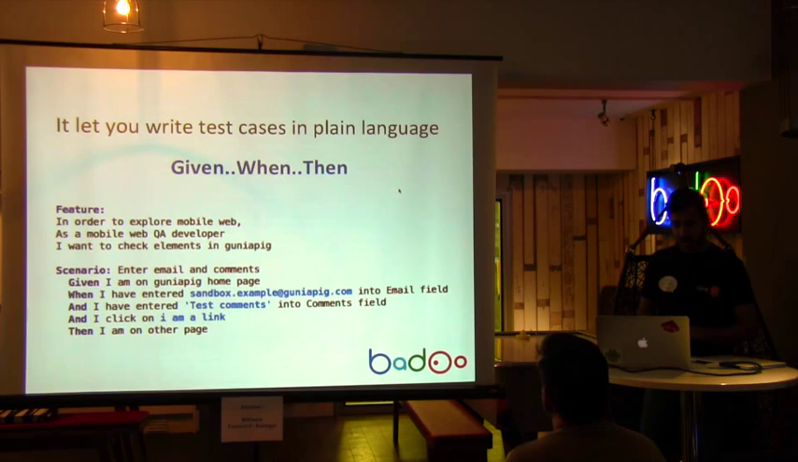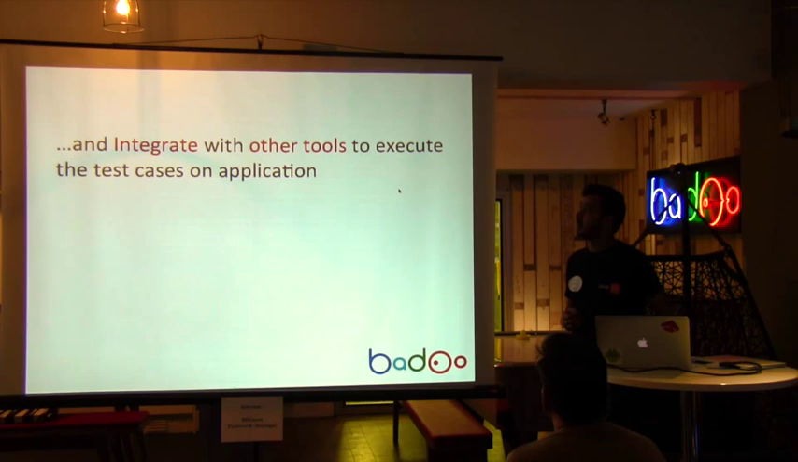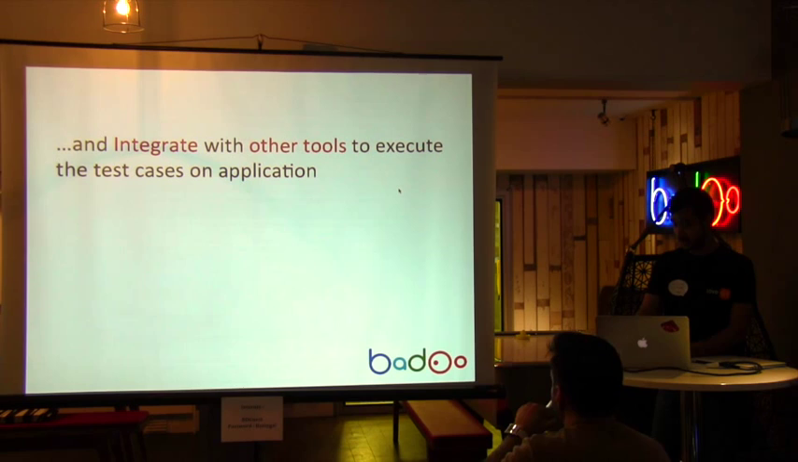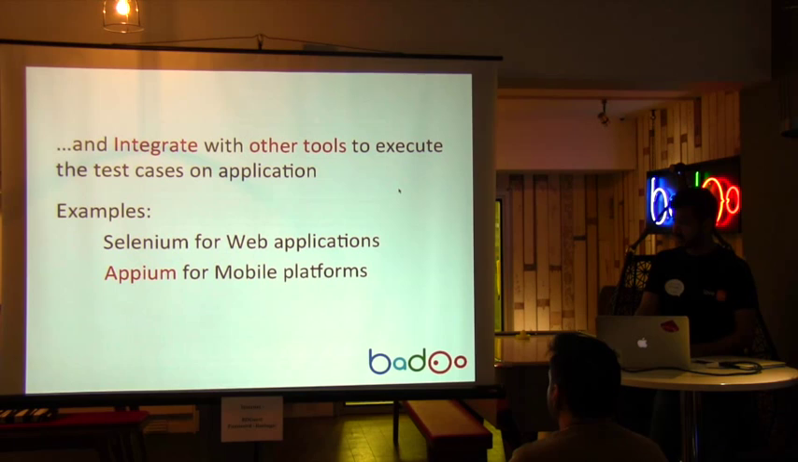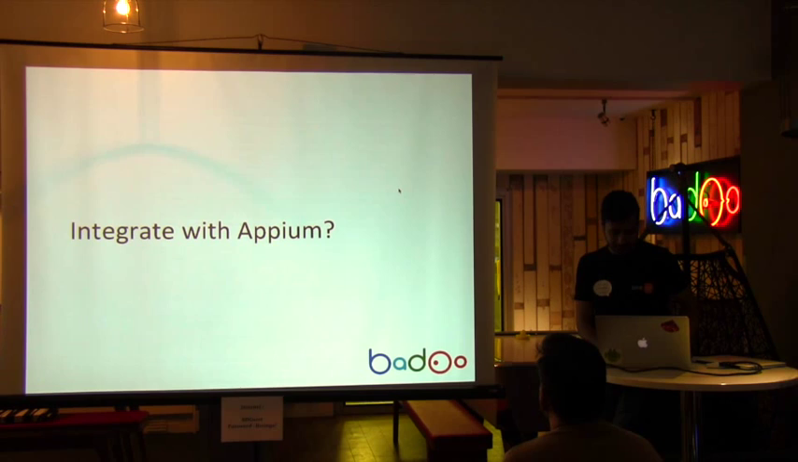But Cucumber doesn't allow you to run your test cases by itself on the application. It doesn't have the intelligence of running the test cases on any platform or any application. What it does is allow you to integrate with other tools where you can execute on the platform or application. For example, for web applications, you can integrate with Selenium, and for mobile platforms, you can use Appium. This is what I'm going to talk about: how you integrate with Appium.